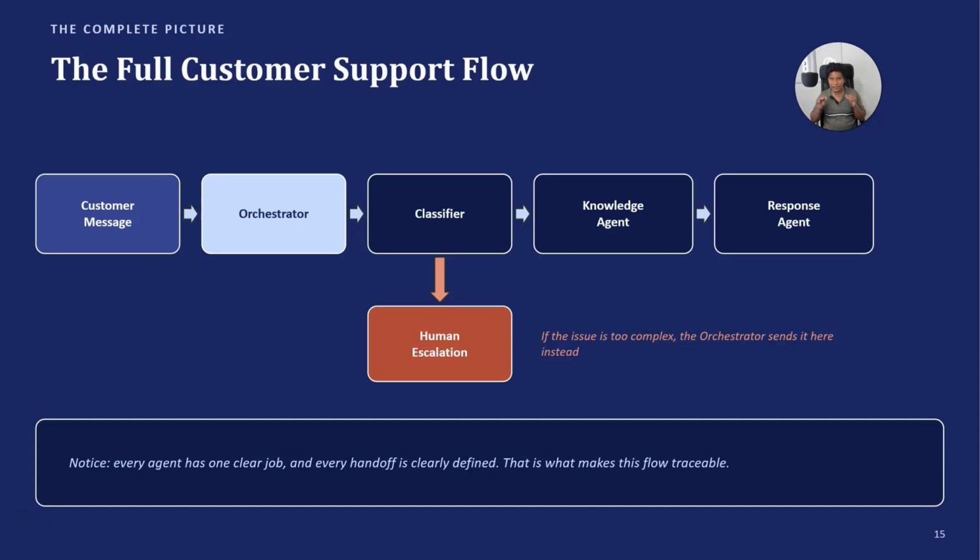Here is the full picture in one diagram. The request flows from the customer into the orchestrator. The orchestrator routes to the classifier. The classifier hands off to the knowledge agent. The knowledge agent hands off to the response agent. And a human escalation path sits alongside for risky cases. Notice how clean and traceable the flow is. Every agent has one clear job. Every handoff is clearly defined.